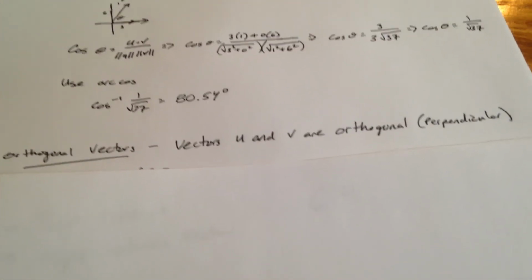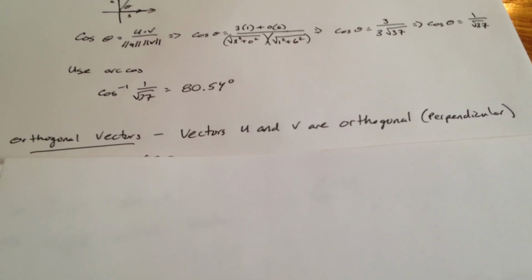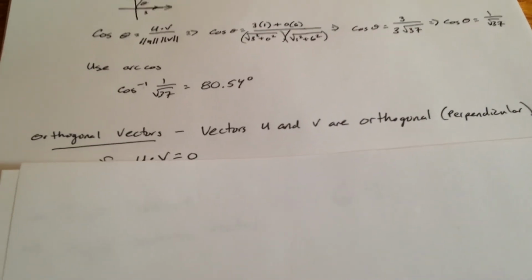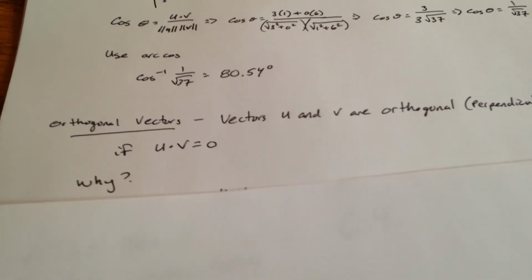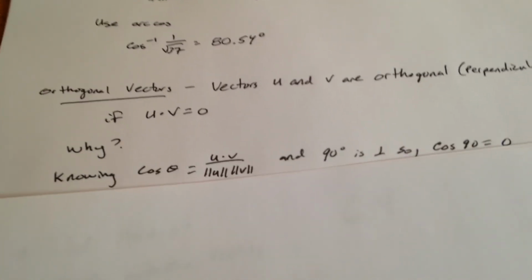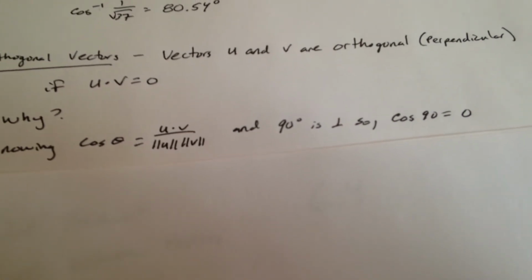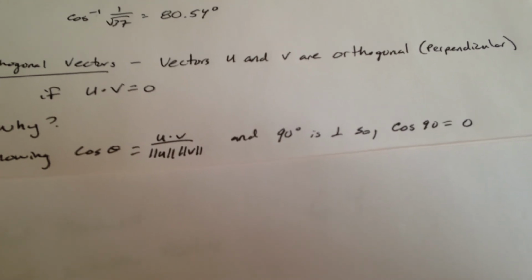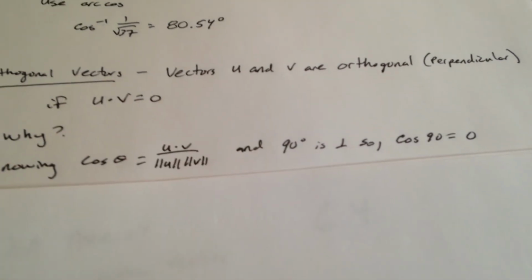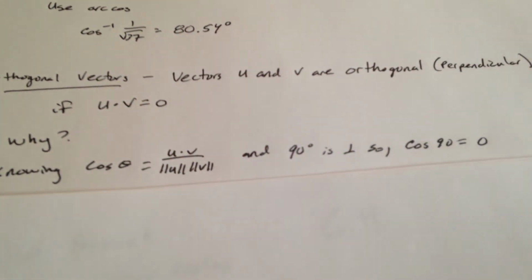Orthogonal vectors is still finding the angle between two vectors, but orthogonal just means at a right angle, perpendicular. If the two vectors are perpendicular, they form 90 degrees. This occurs only when the dot product is 0. Why does that occur? If you think about the formula, the cosine of theta is equal to that quotient, and perpendicular means 90 degrees, and the cosine of 90 is 0, so this formula is going to be equal to 0.